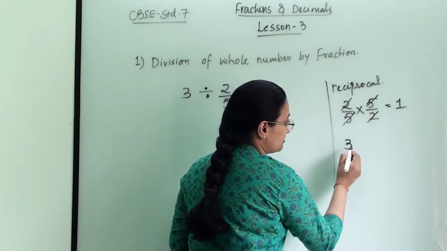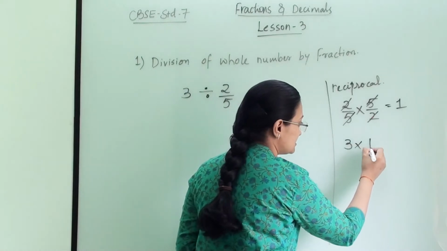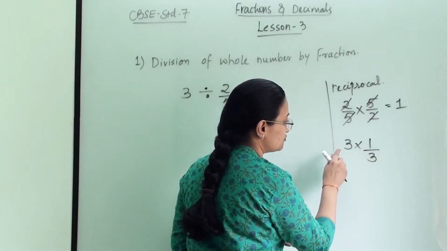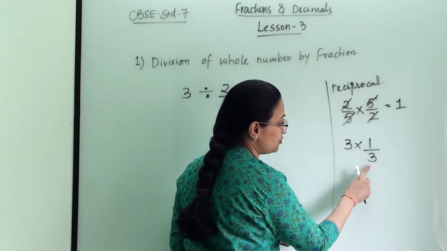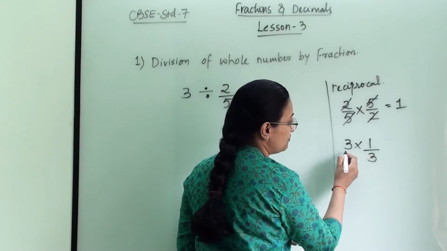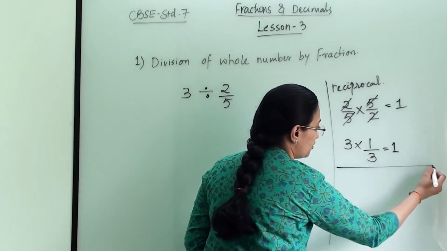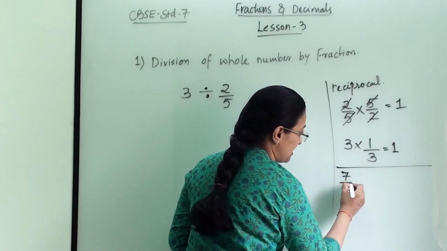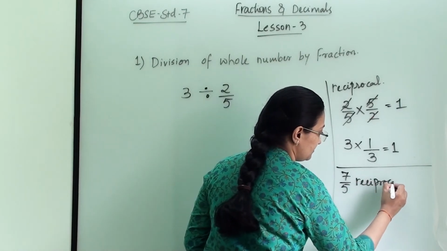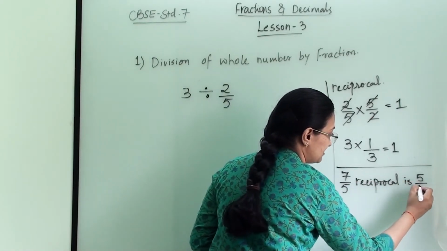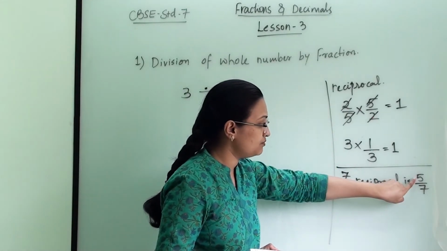Again, this is a whole number, and what will be the reciprocal of this whole number? The reciprocal of the whole number 3 is 1 by 3. So 3 is in the numerator, 3 will go to denominator. So 3's reciprocal is 1 by 3. So when we multiply these two, again we will get 1. So now what are all the reciprocals? 7 by 5's reciprocal is 5 by 7. So numerator will become denominator and denominator will become numerator.